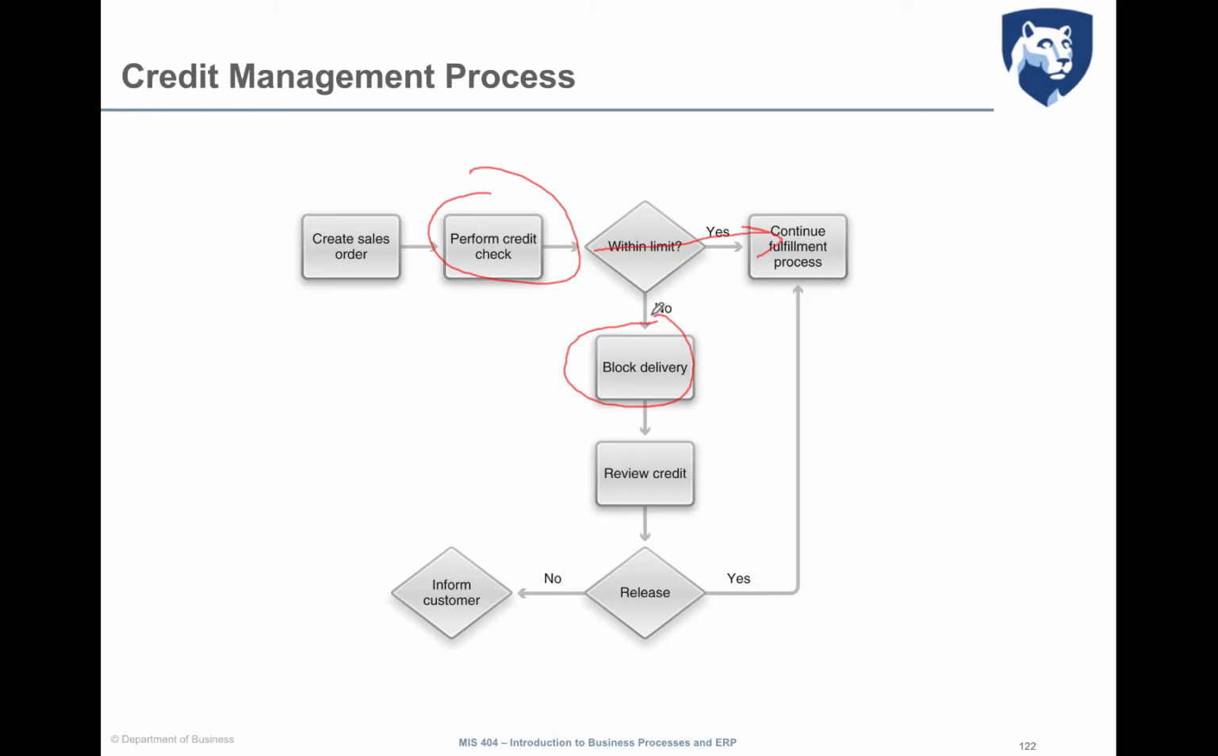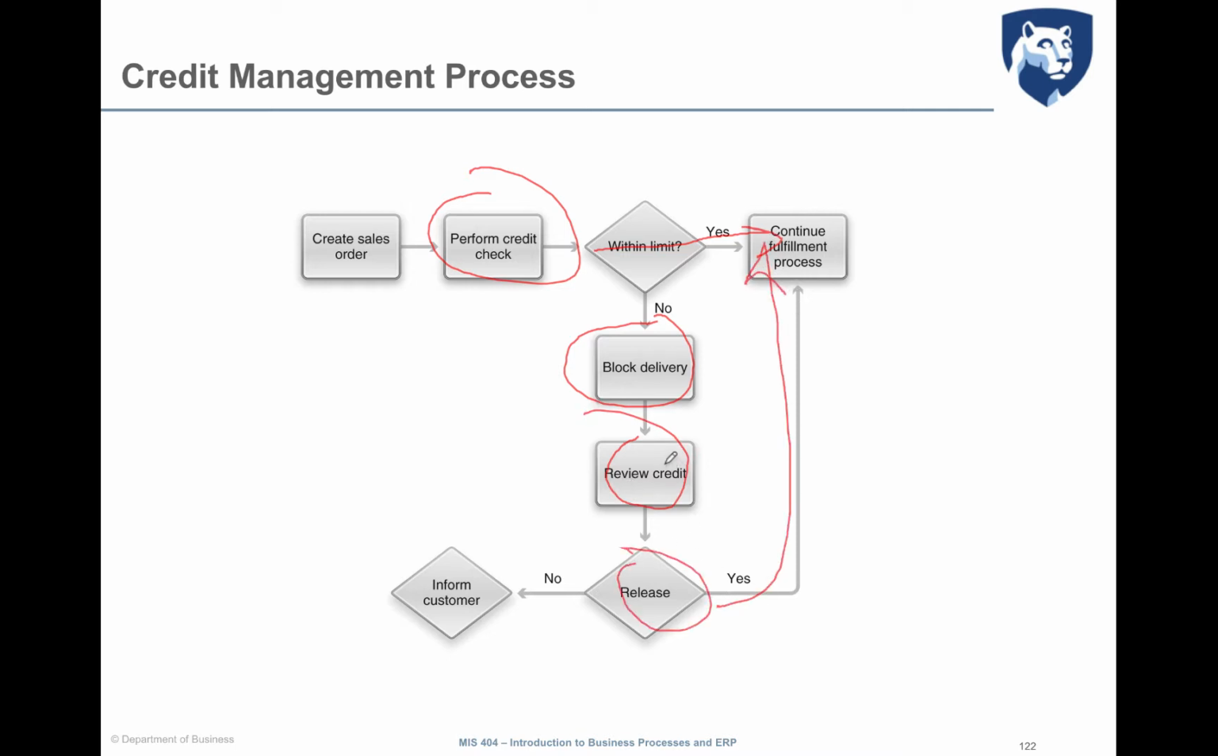The order is then saved, and it will remain in the delivery block status until it is reviewed by a credit manager. So the person in the company who takes care of evaluating the level of risk associated to each customer, and if they approve this, then you can go on with the fulfillment process.